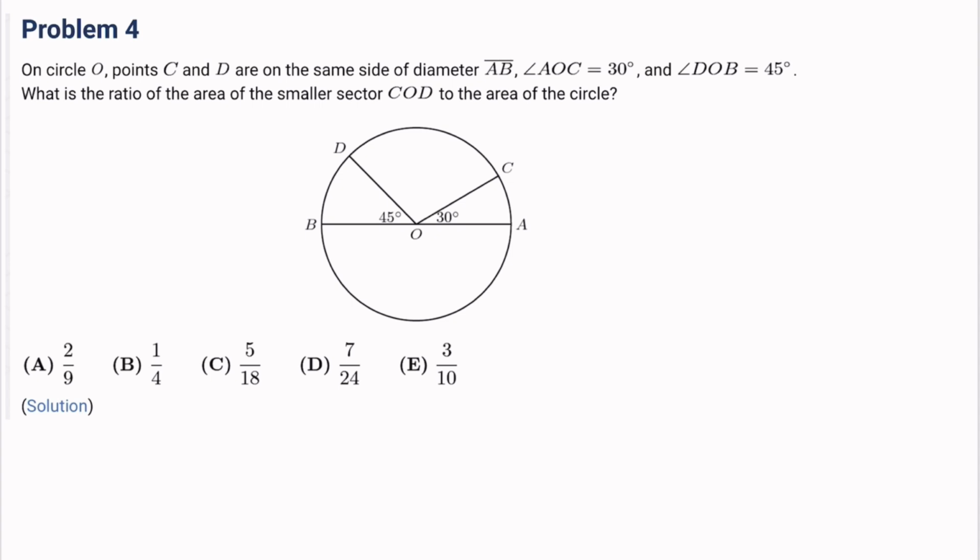Number 4, on circle O, points C and D are on the same side of diameter AB. Angle AOC equals 30 and angle DOB equals 45. What is the ratio of the area of the smaller sector COD to the area of the circle?